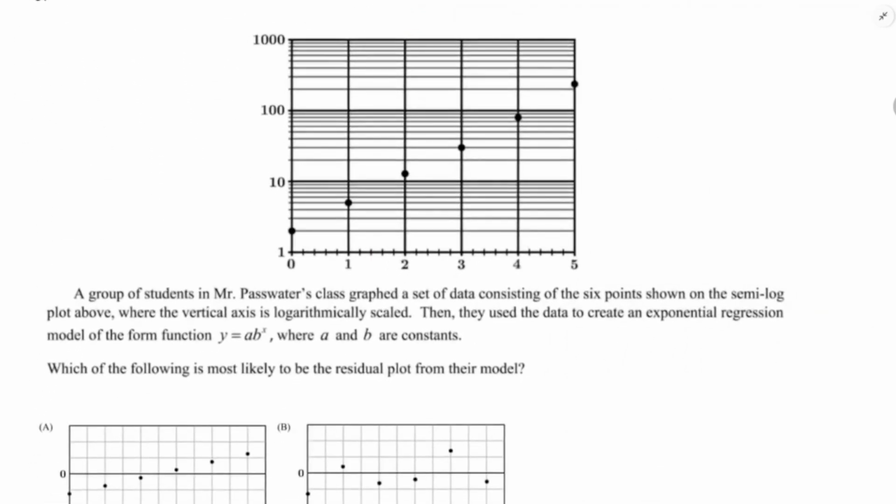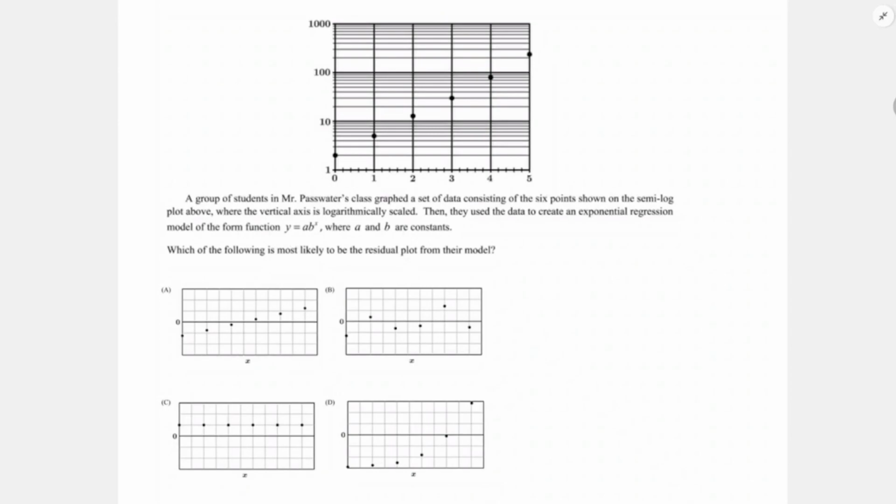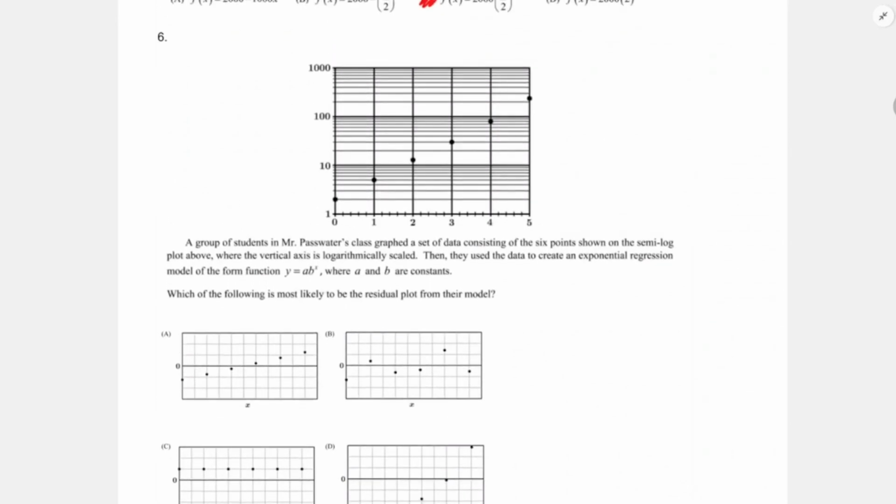Okay, and then number 6, I think this is the last one. Okay, a group of students in Mr. Passwater's class. So we're going to combine this with the residual plot discussion. I like that. All right, they graphed a set of data consisting of the 6 points shown on the semi-log plot there, where the vertical axis is logarithmically scaled. Then they're going to use the data to create an exponential regression model.